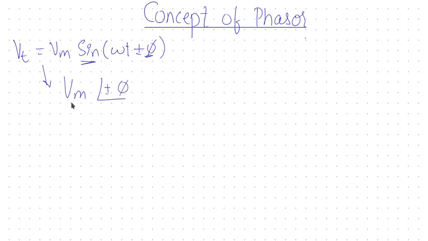Now this is represented in the form of peak. However, it can also be represented as Vm by root 2, angle plus or minus phi, in case of RMS.